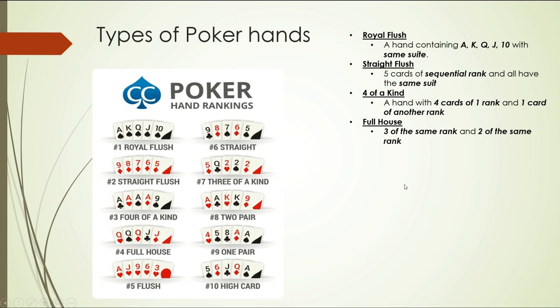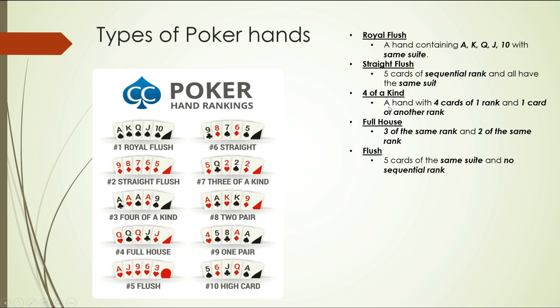Next, we have a full house. A full house is a hand that has 3 of the same rank and 2 of the same rank. So 3 cards of the same rank and 2 cards of the same rank. So in this example here, 3 cards of the same rank, which are queen, queen, queen, and 2 cards of another rank, which is jack, jack.